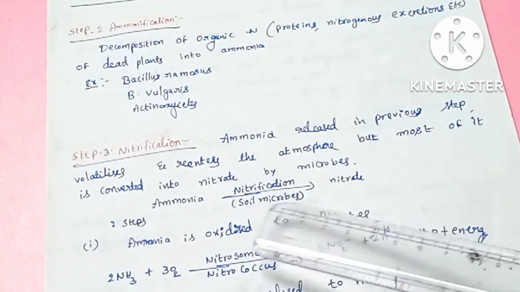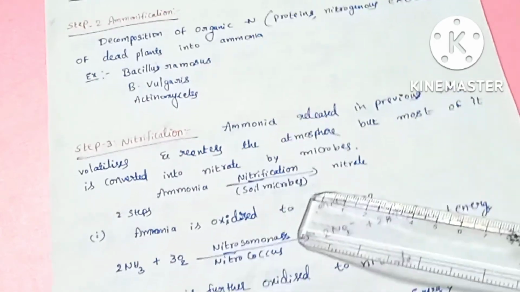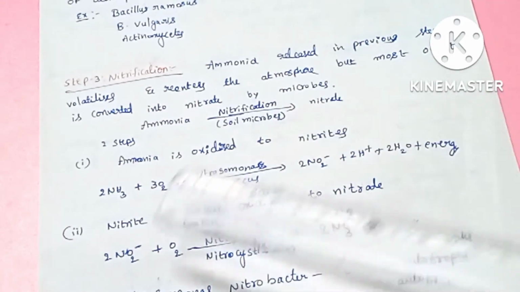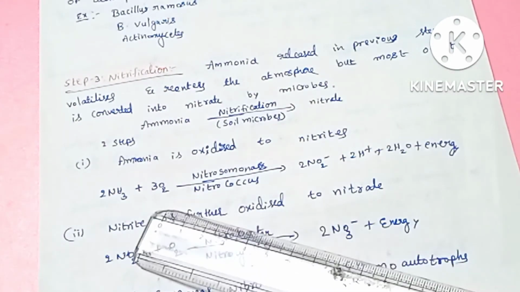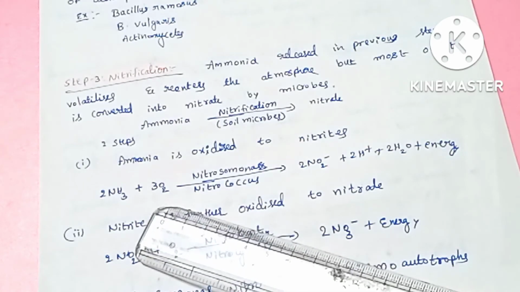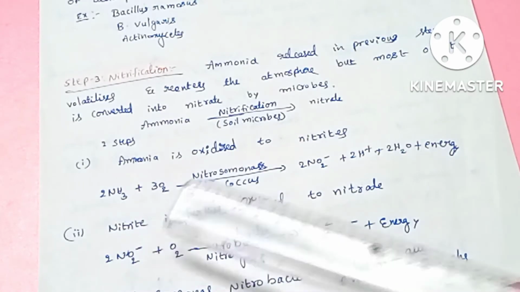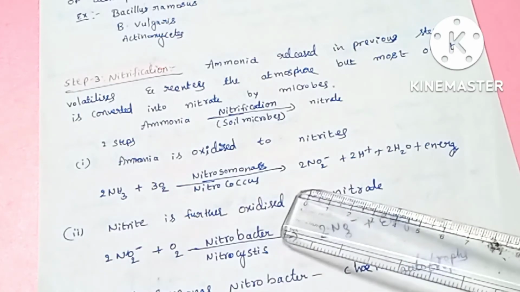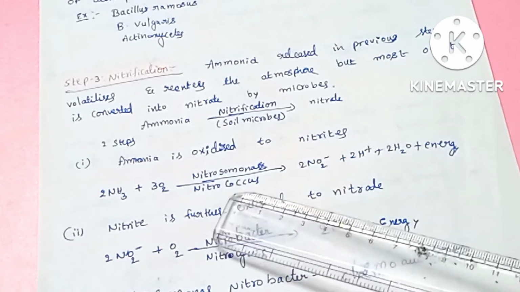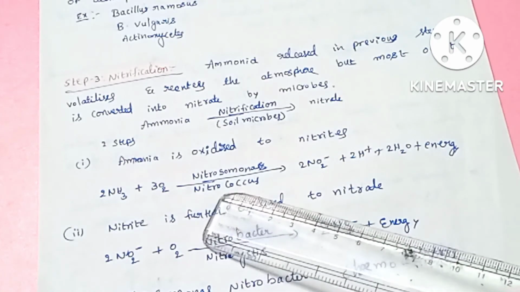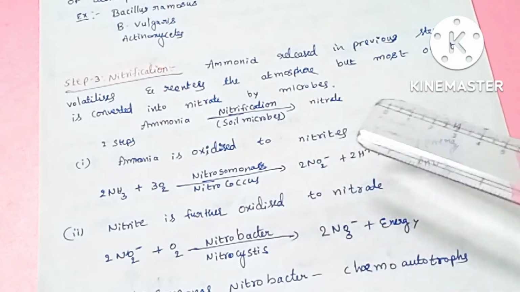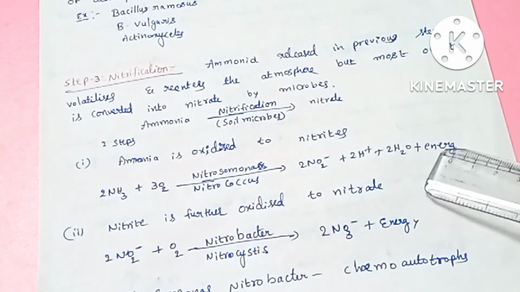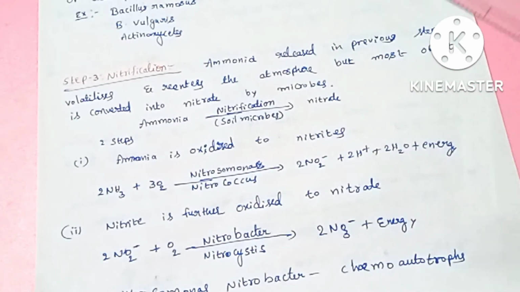This nitrification is done by the soil microorganisms, and it occurs in two steps. In the first step, ammonia is oxidized. Here we have seen three oxygens, right? This ammonia is oxidized into nitrite in the first step. And here it is mediated by Nitrosomonas and Nitrosococcus bacteria. Along with this nitrite, some amount of energy and water is also released. This is the first step.